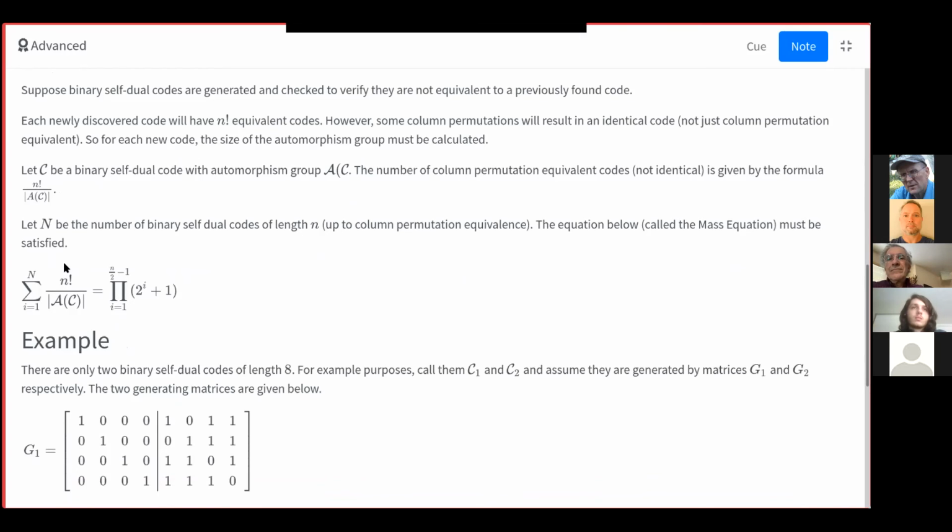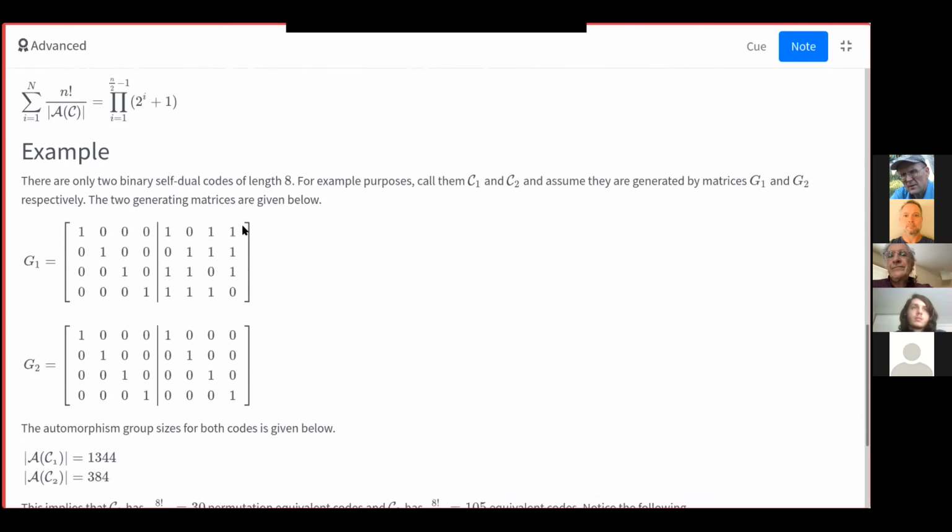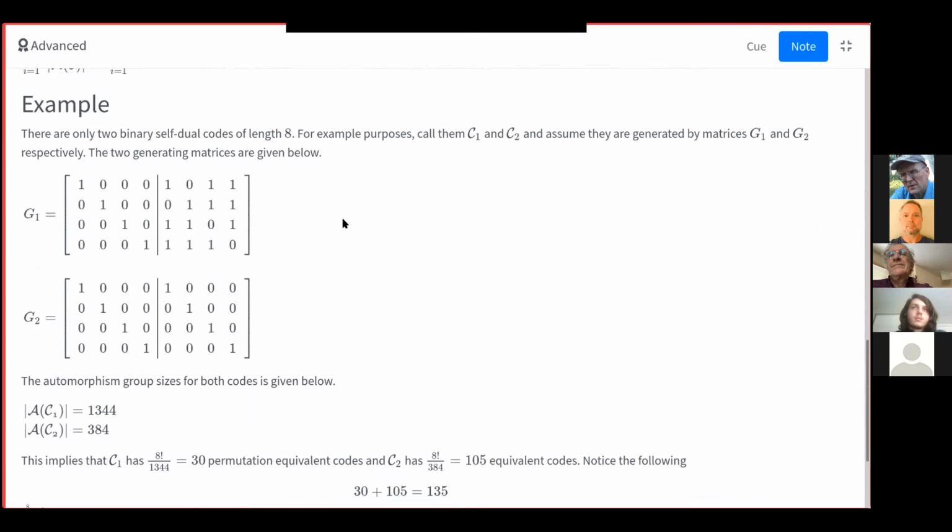On the right-hand side, I've accounted for every possible self-dual code that can be created. On the left-hand side, for each code I find, I calculate how many permutation equivalent codes it will generate. And then we can tell once we reach an equality, we know that we have essentially counted and recognized all self-dual codes.